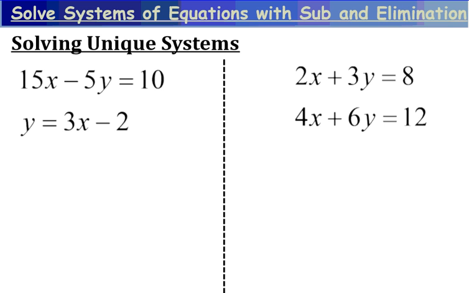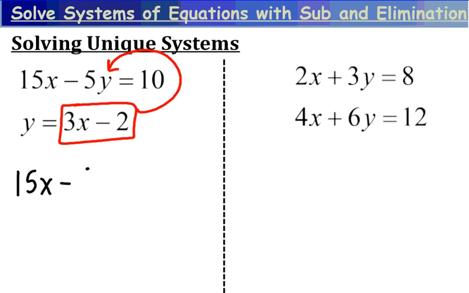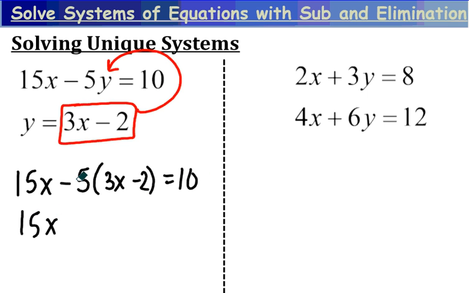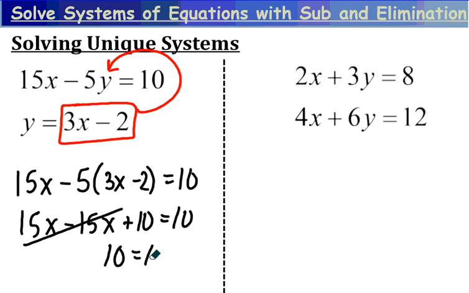So we'll do 2 unique system situations. Let's say this is an example of using substitution. Why is it substitution? Because y is already solved for. So I'm going to take 3x minus 2 and substitute it in for y in the top equation. I then get 15x minus 5 times 3x minus 2 equals 10. Then I go solving. Distribute your 5 through the negative, and I get minus 15x and plus 10 equals 10. And you'll notice, hey, 15x minus 15x, these cancel. That means it's 10 equals 10.